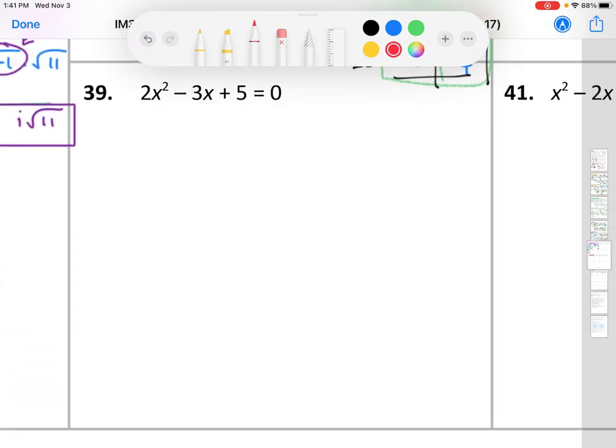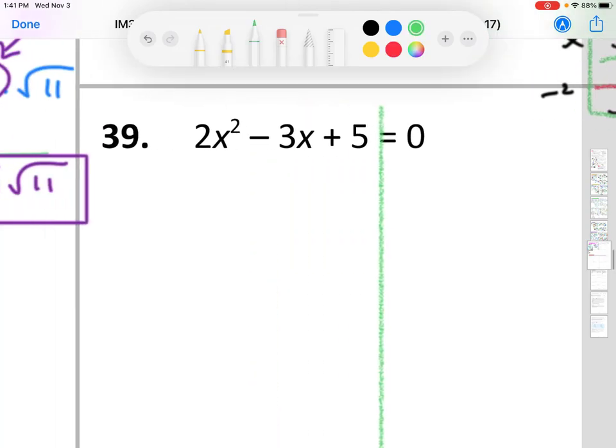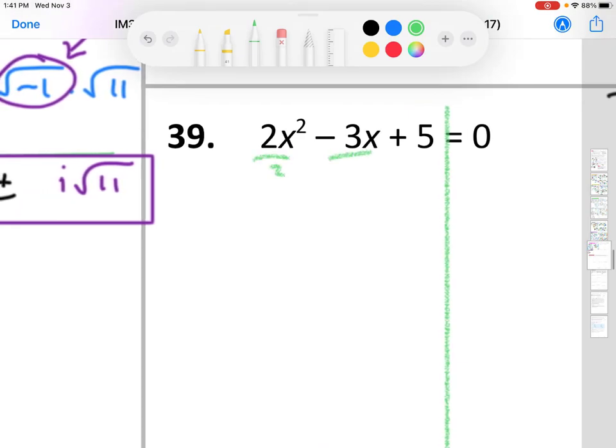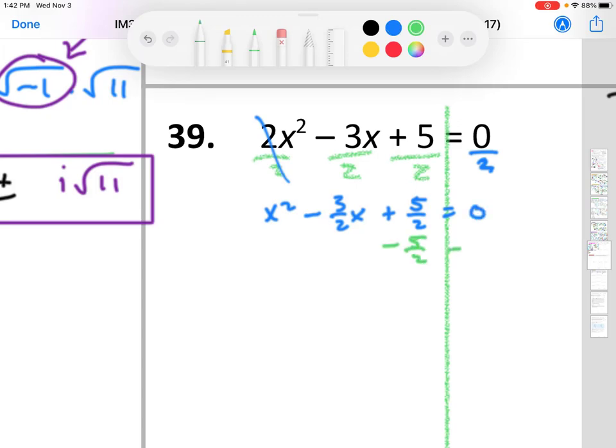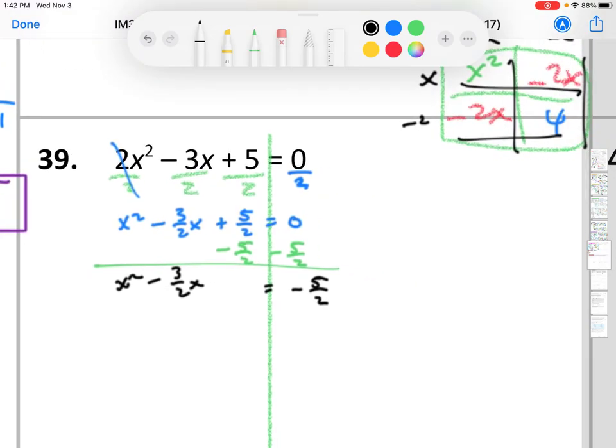Number 39. Okay, I want to get rid of that 2, so I'm going to divide by 2 on all of these. This will become x squared minus 3 halves x plus 5 halves, equals 0. Move this over. And we'll complete the square.